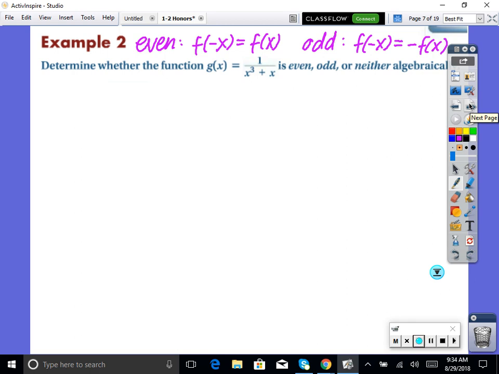So write this one down in your notes. Is it even, odd, or neither? This one's really important.